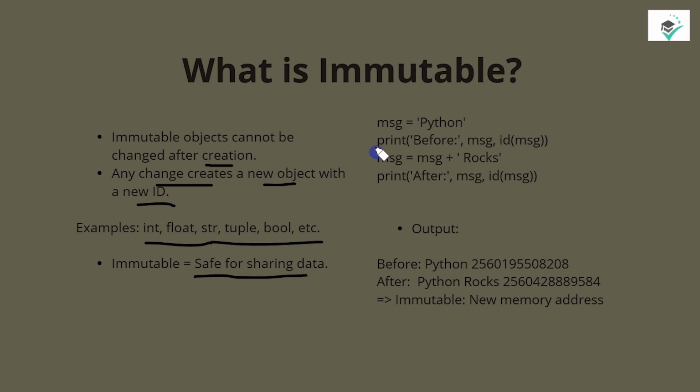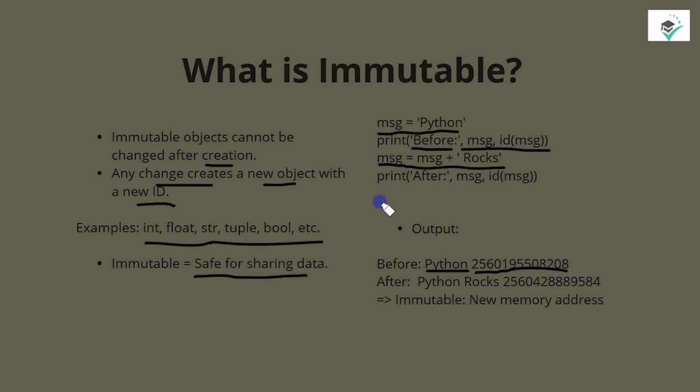Let us see a simple example. We have a string, msg equals Python. Just like the previous example, I am going to first print the value before the changes for this variable: before msg and id of msg. So I am going to get the value of msg, which is Python, and the id of msg, meaning the location where it actually resides. Now I am concatenating the string with another string: msg equals msg plus rocks. I am joining two strings like Python rocks.